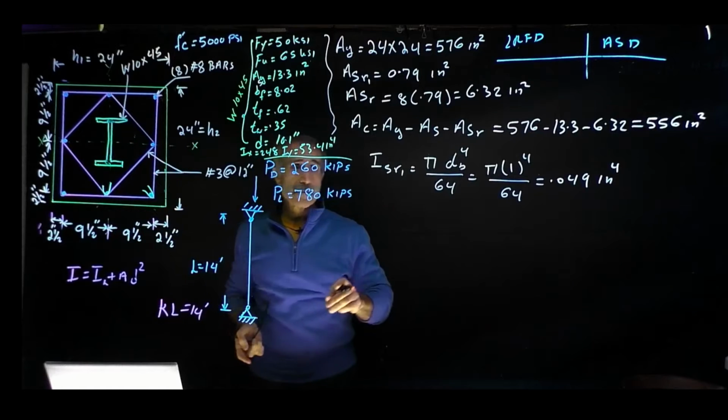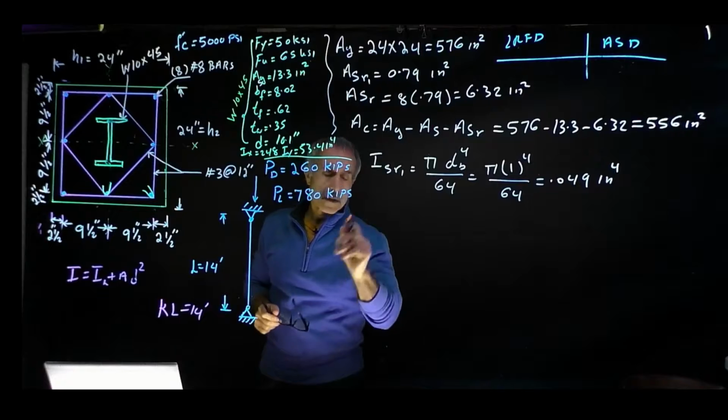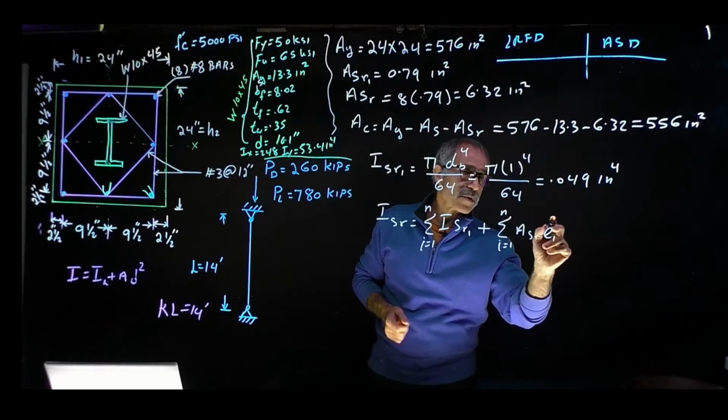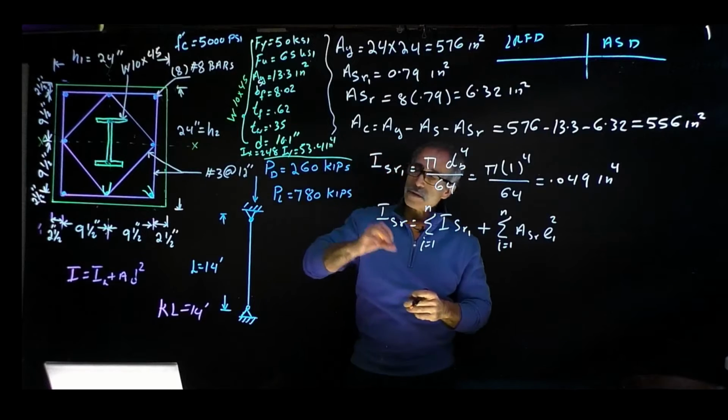So let's go ahead and say Ix is equal to I of SR, which is equal to the summation of I SR individual plus the summation, with i equal 1 to n, of the area of SR times d squared, or we used to say D squared, because it's a circle here, so it's different.